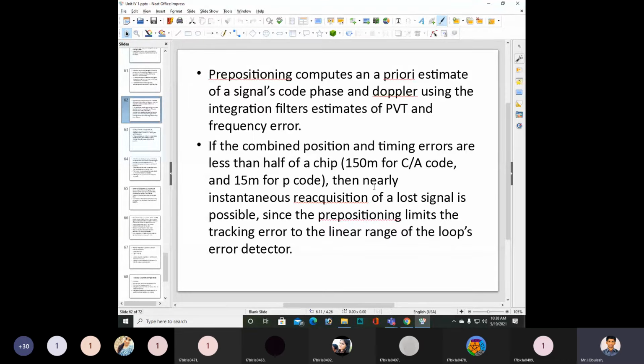Nearly instantaneous reacquisition of a lost signal is possible since the pre-positioning limits the tracking error to the linear range of the loop's error detector.